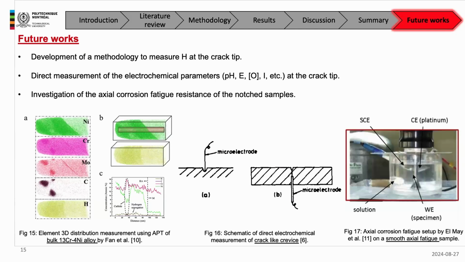For future work, I'm suggesting developing a methodology for measuring hydrogen at the crack tip, because before, they used APT to measure hydrogen in the bulk material, but they haven't used it to measure the hydrogen concentration at the root of the crack in the plastic zone. And then I'm suggesting measuring the electrochemical parameters locally at the root of the crack, because before, it has been measured only in crevice-like cracks or pits, and not in the actual crack. So that's the other suggestion.